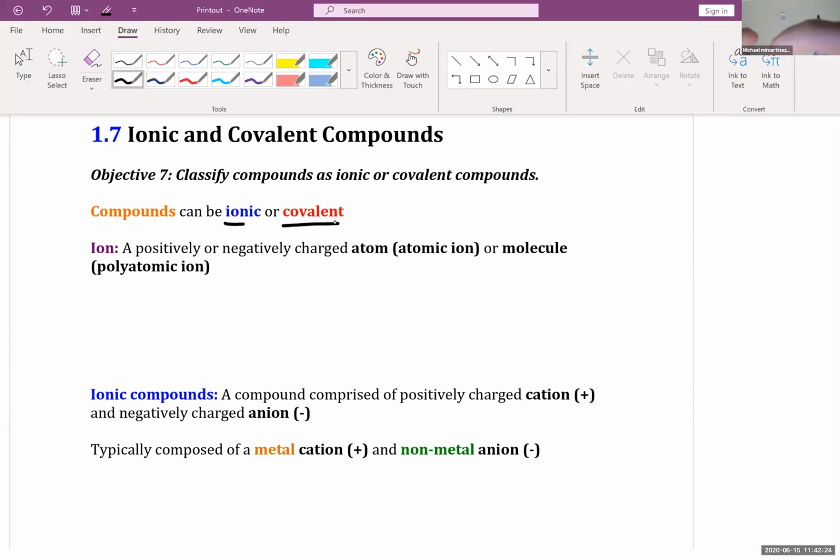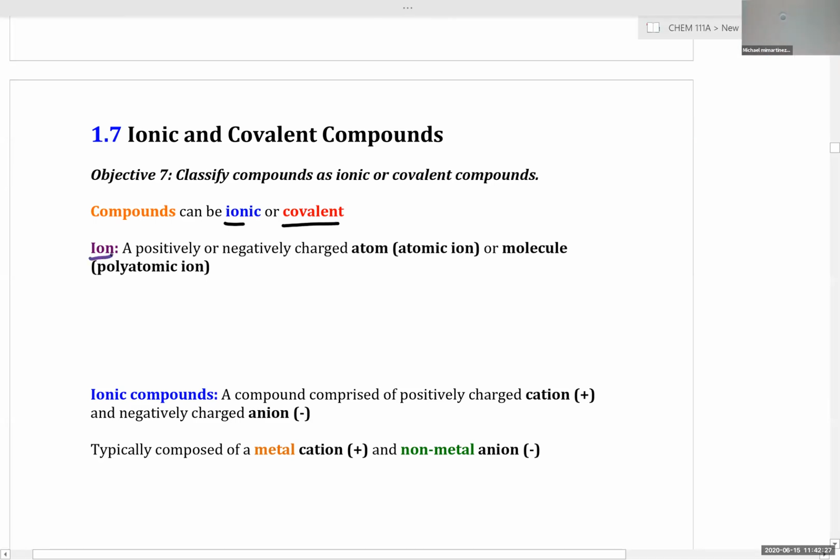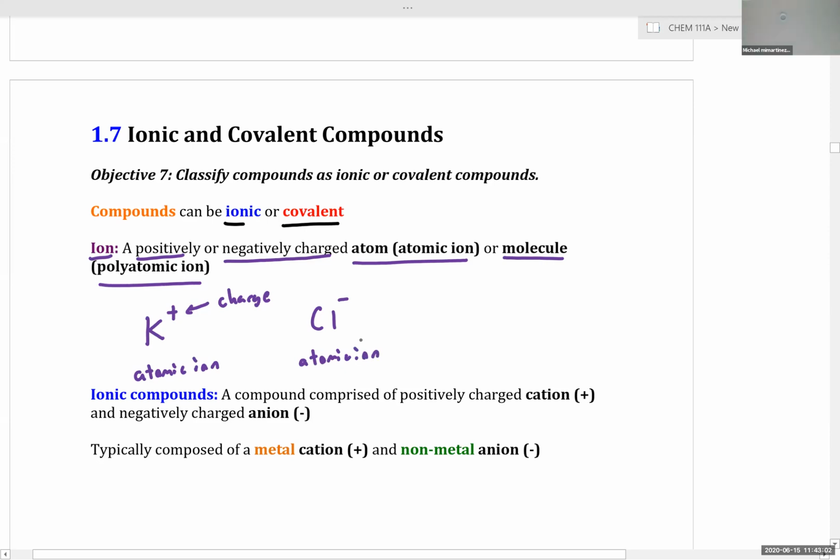So if we're talking about ionic compounds, let's define what an ion is. An ion is a positively or negatively charged atom that we call an atomic ion, or a molecule, which is a polyatomic ion. So let's give an example of each. So for example, K+, where this plus symbol is signifying the charge. This is an atomic ion. Cl- is also an atomic ion. For a polyatomic ion, let's give an example of that. This is a molecule with a net total charge.